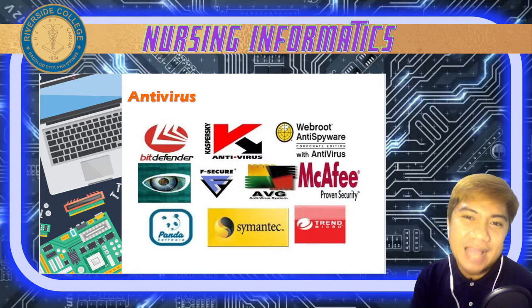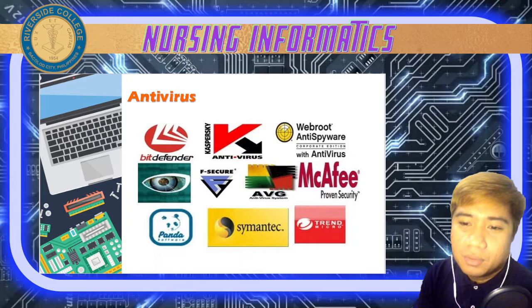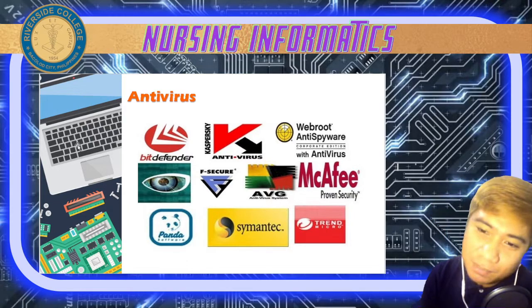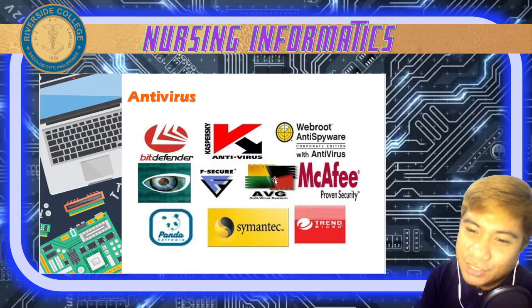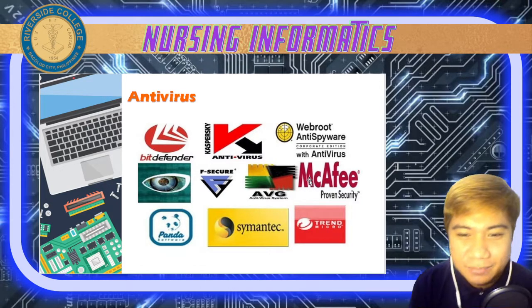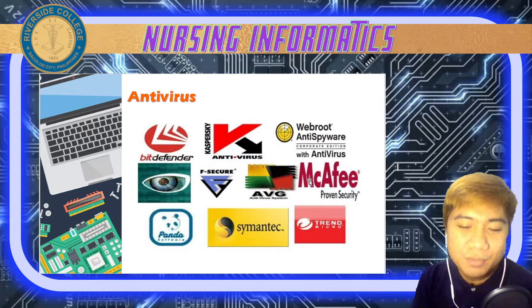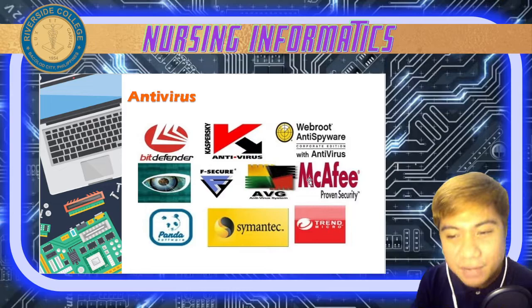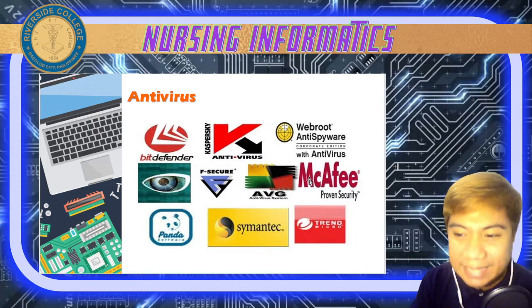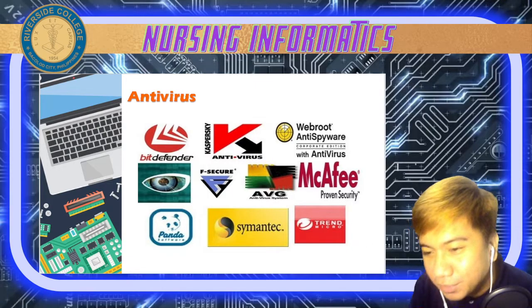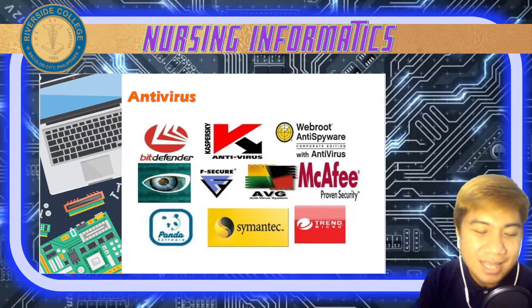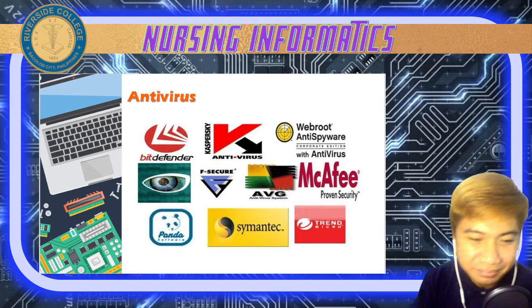And lastly, we have your antivirus. As far as I remember, the ones I have used so far are Kaspersky, AVG, and McAfee. Your antivirus, of course, from the word itself, protects your computer from viruses. It detects the virus, notifies the user, and takes action to secure the computer. As of the moment, I am using 360 Total Security, which was free when I bought this device.